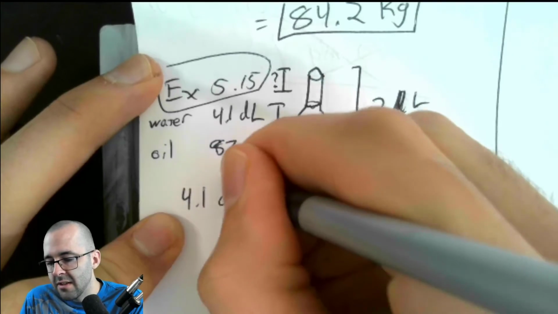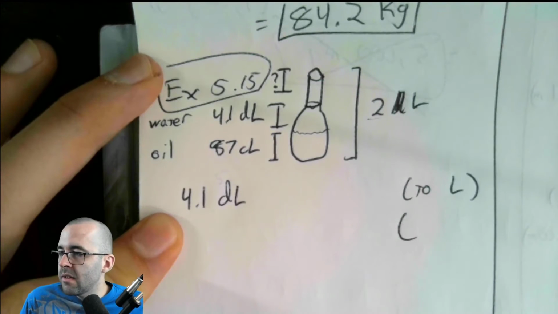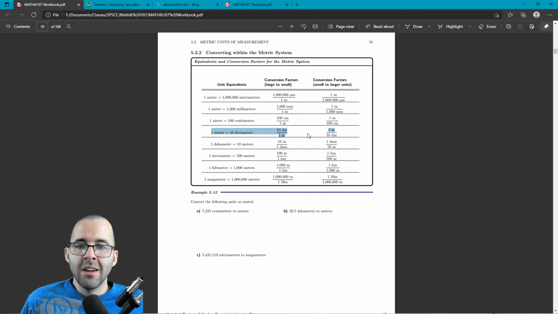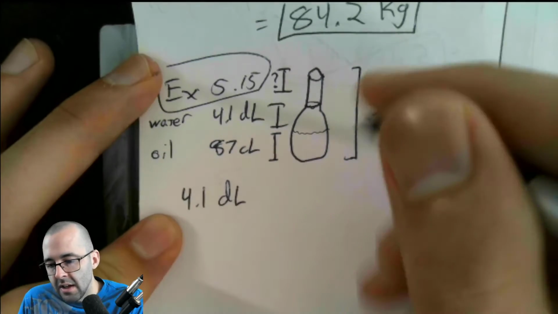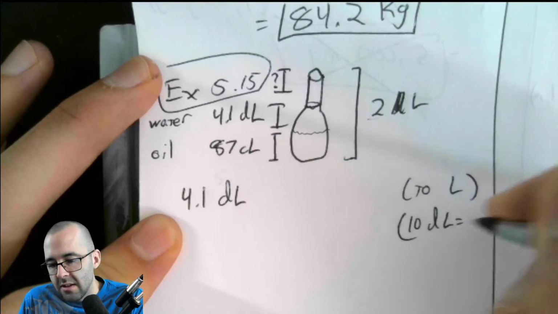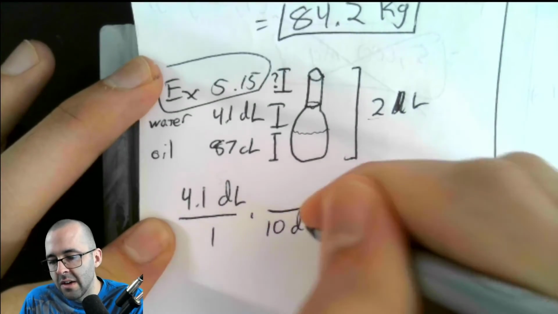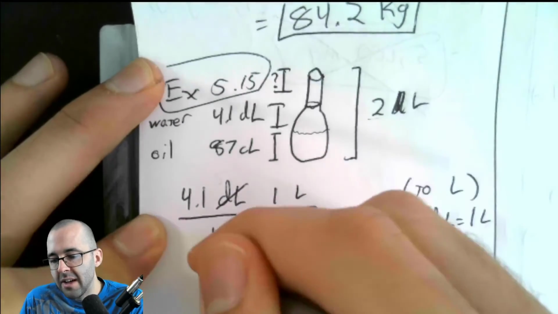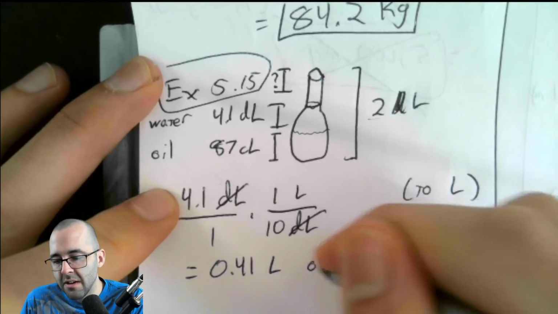With 4.1 deciliters, we want to know how many liters that is. So we look at our conversion table. So what's the relationship between deciliter and a liter? So 10 deciliters is 1 liter. So 10 deciliters is 1 big liter. So we multiply and do the conversions, just like we've been doing all week. Deciliters cancel. 4.1 divided by 10, do that on a calculator. You're going to get 0.41 liters. That's how much oil we have.